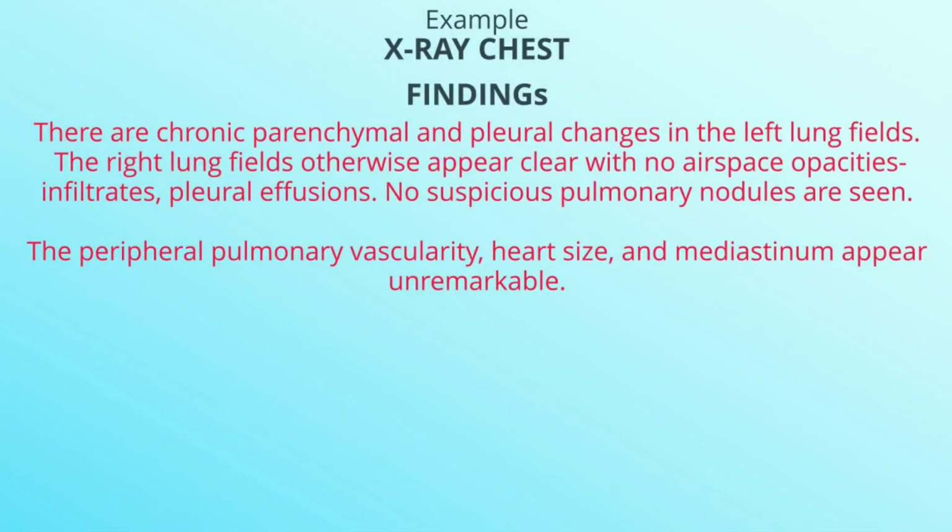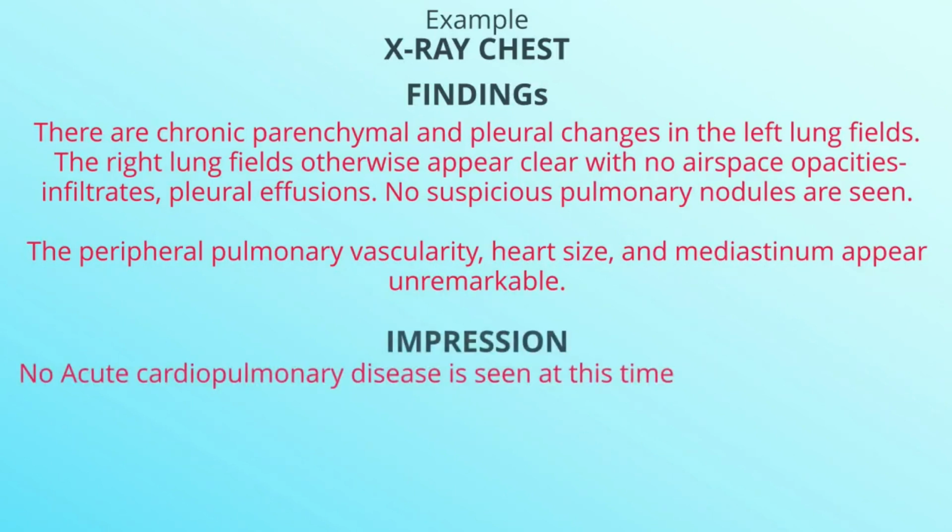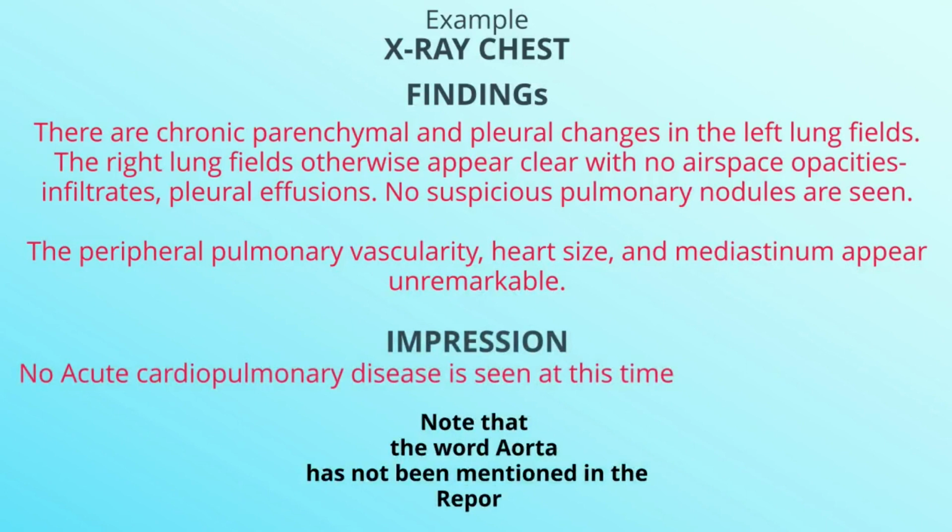Findings. There are chronic parenchymal and pleural changes in the left lung fields. The right lung fields otherwise appear clear with no airspace opacities, infiltrates, pleural effusions. No suspicious pulmonary nodules are seen. The peripheral pulmonary vascularity, heart size, and mediastinum appear unremarkable. Impression. No acute cardiopulmonary disease is seen at this time.